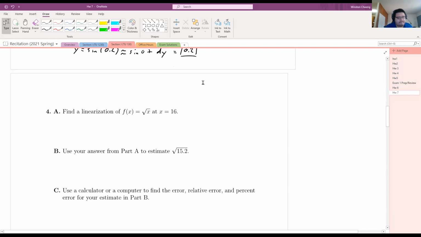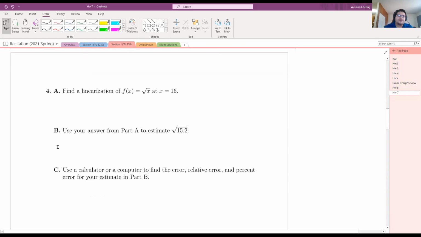Anyway, for linearization, now the 4 is a very typical type of problem. This is the kind of problem that you can expect. It looks very much like a test problem. I've seen this kind of problem show up all the time on exams. You're just given some function, you're asked to linearize, and then you're asked to use your linearization for something in particular. So from A, you want to center your approximation at 16, and the reason why is because you want to approximate 15.2. 15.2 ends up being very easy to approximate.